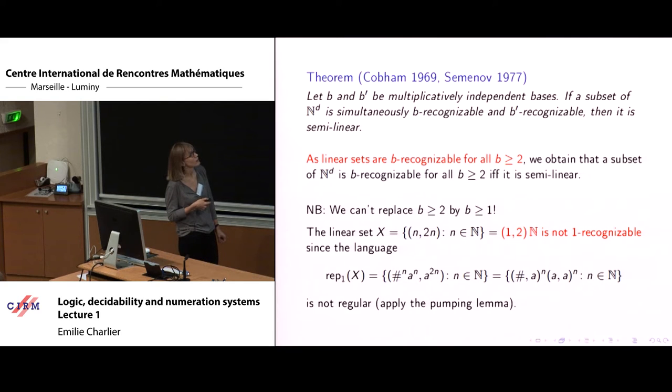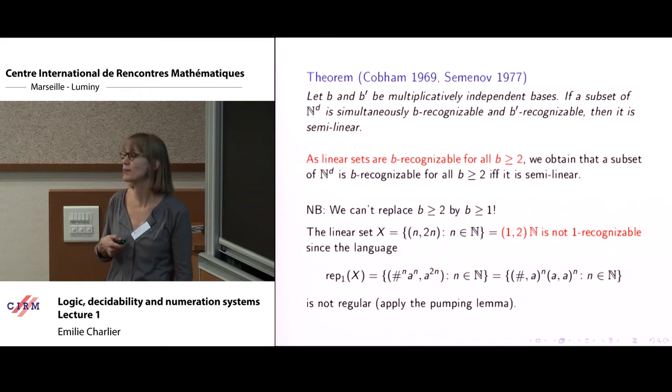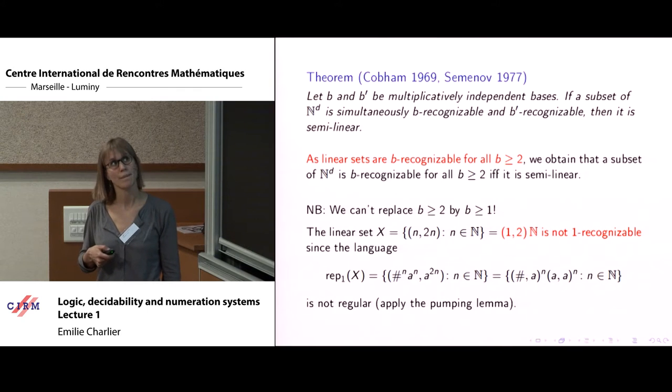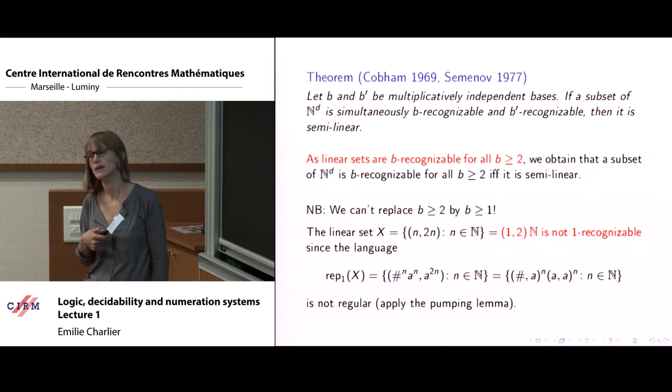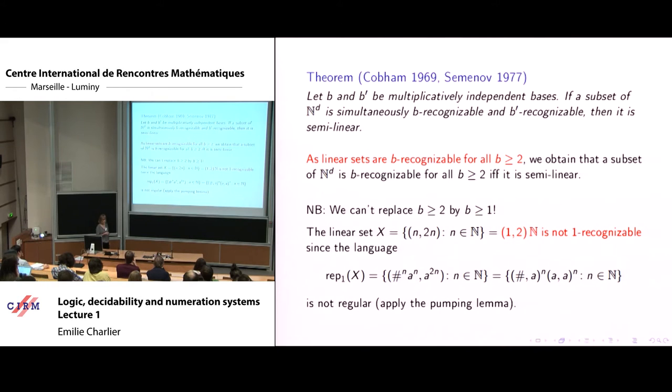So you have a to the n, a to the 2n, but we have to pad to have elements of the same length. So this means that I can decompose my representation in this way. And so if I had a finite automaton recognizing this set, I could apply, if you know the pumping lemma, I take n sufficiently large, and then I will get some extra elements in my set. I cannot just stay with the condition n and 2n.